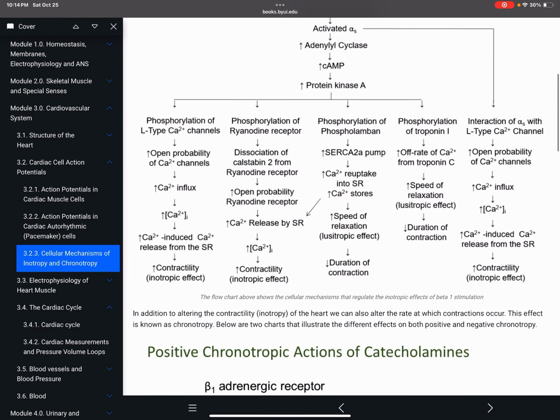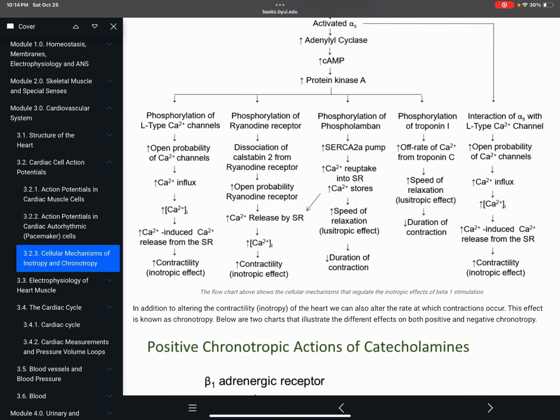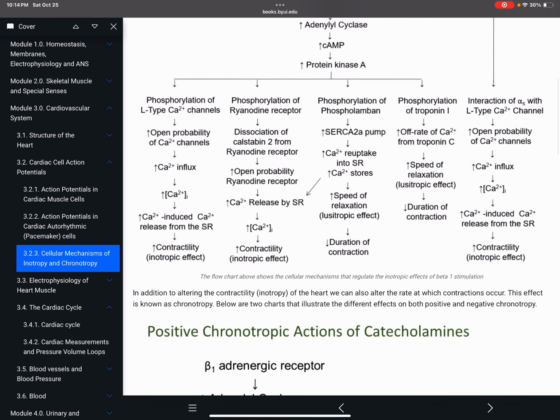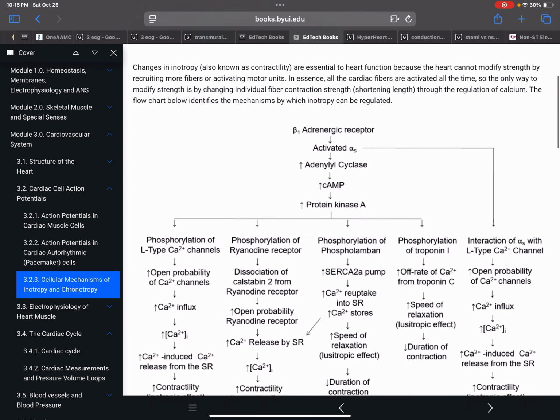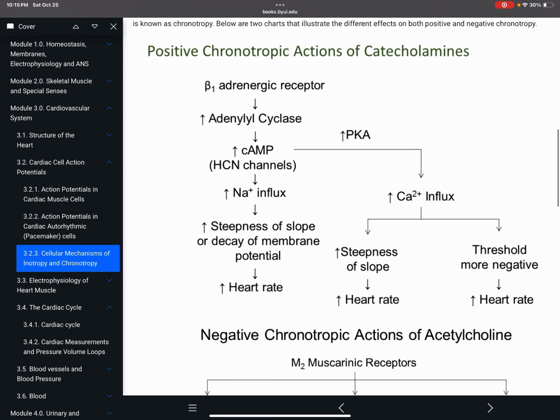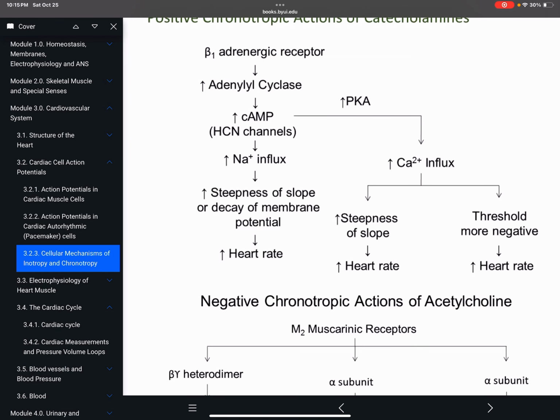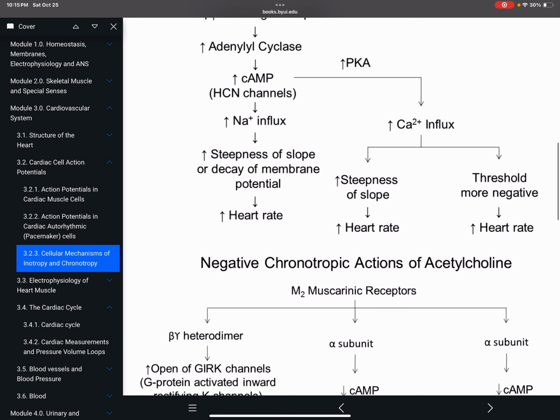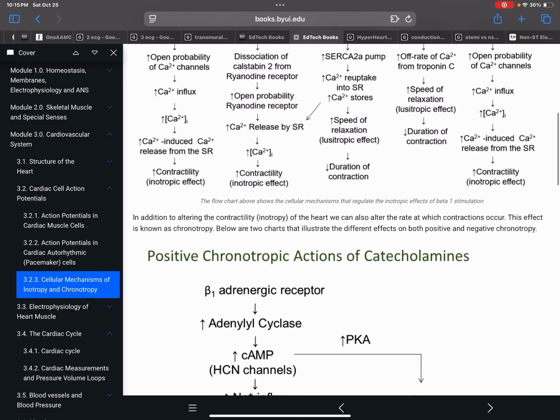So now we do negative. So remember, M1, or beta 1s, I mean, excitatory. M2s, evens, inhibitory. So with these receptors, we get a heterodimer, opens the GIRK channels, membrane potential becomes more negative, lower heart rate. Decreases cAMP, lowers current, decreased heart rate. Decreased cAMP, lower calcium current, threshold becomes more positive, farther, lower heart rate. So those are our catecholamines.